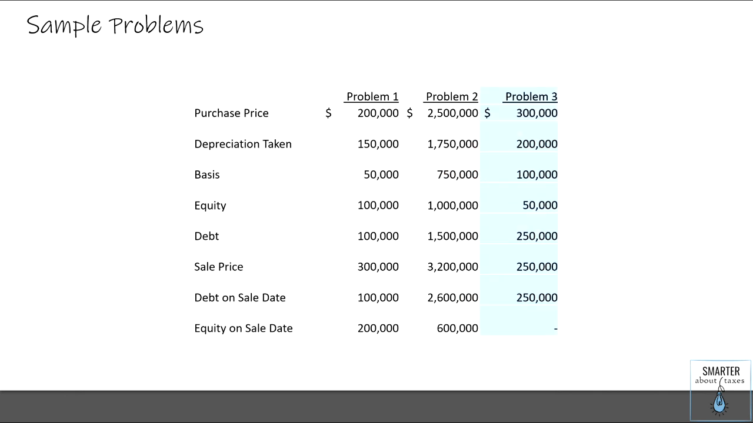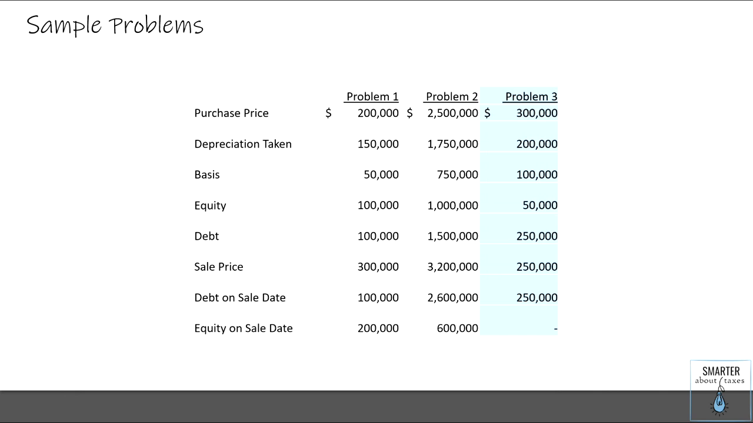Okay, problem 3. This one is a little different. This is an example of a foreclosure. So if your property is foreclosed on, all your equity is wiped out. You don't have any cash. You're not going to get any cash at the sale. It's all going to go to pay off your debt. I said sale. I jumped the gun here. But that foreclosure is treated as a sale for tax purposes.